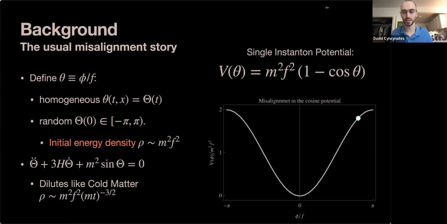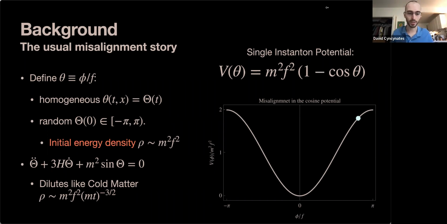Now, this initial energy density doesn't stick around forever. Eventually, it begins diluting due to the expansion of the universe. And we can understand this dilution by looking at the equation of motion for the homogeneous mode, capital theta. And this equation should look familiar from classical mechanics. This is just the equation for a damped pendulum. The only real qualitative difference between this setup and what you might find in an undergraduate lab is that this damping term is the Hubble parameter, which is a function of time.